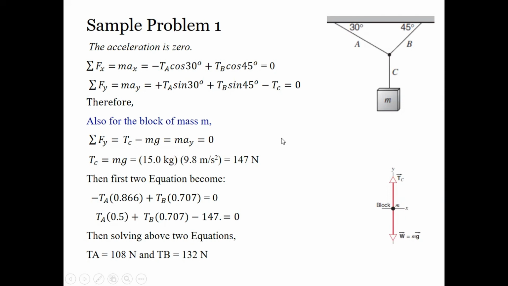Remember, in mathematics, we know whenever there are three unknowns, we need three equations. Whenever there are two unknowns, we need two equations. Here there were three unknowns, tension along rope A, tension along rope B, and tension along rope C: TA, TB, and TC. And in this case, we had a third equation for the block. And from this equation, we find TC. And from the above two equations, we can then find TA and TB.